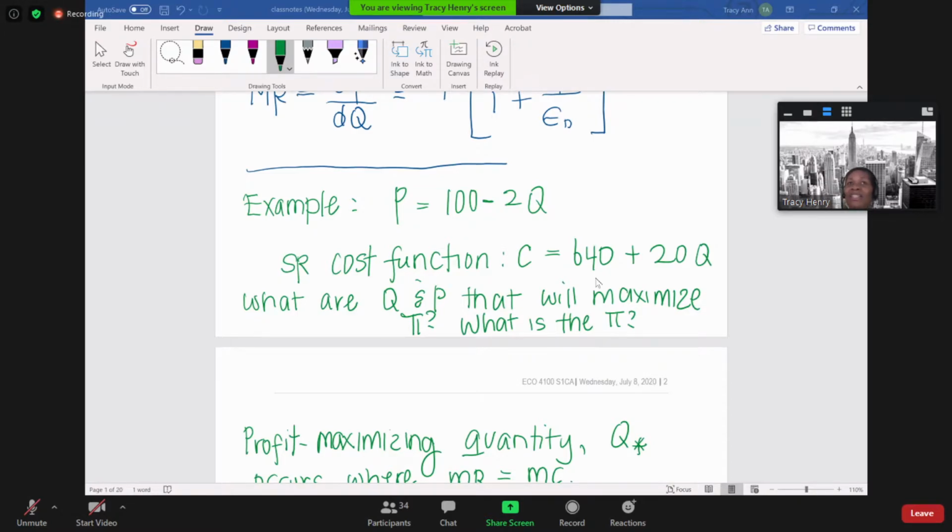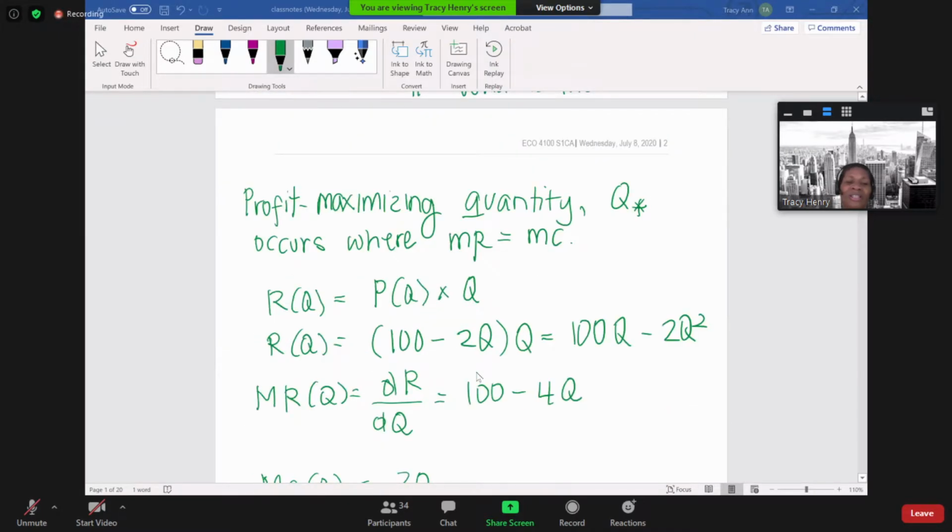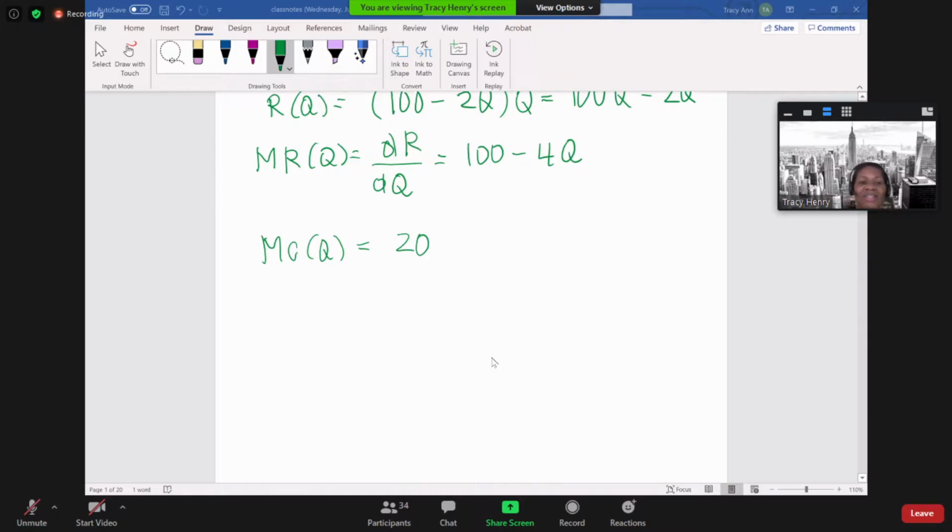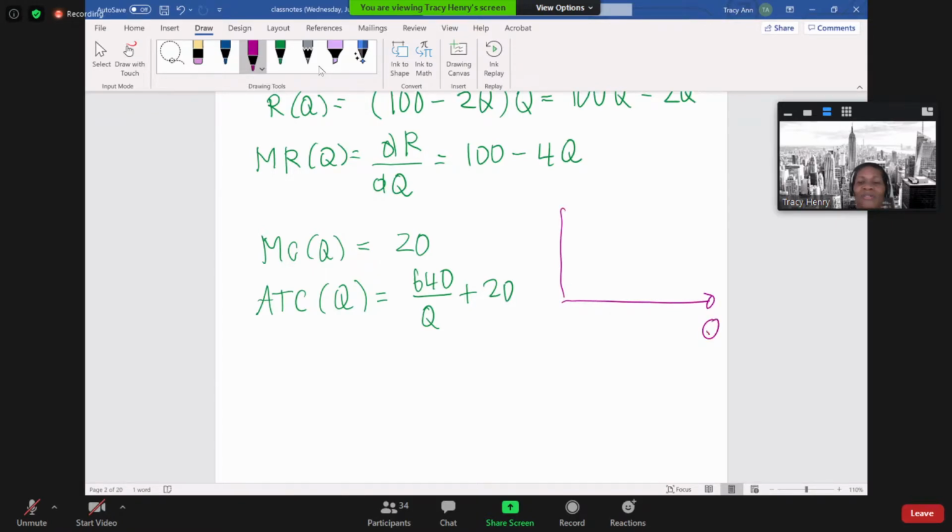Remember, with your natural monopoly, as you increase your quantity, your average total cost will decrease, and it just decreases continually. And if I were to sketch on the aside, this is my average total cost, equal to 640 over Q plus 20. This is my quantity. This will be my marginal cost, which, by the way, is equal to my average variable cost. This is in dollars, of course, this is cost. And my average total cost is doing something like this.